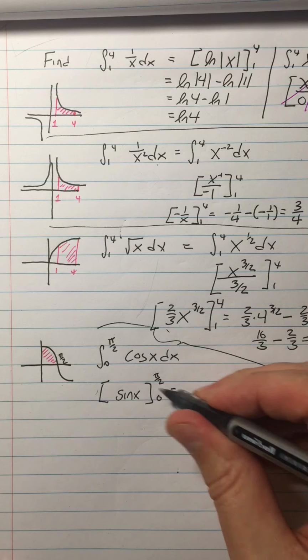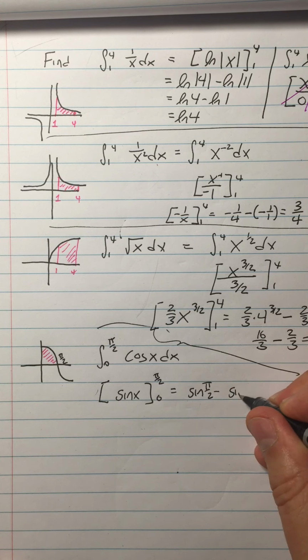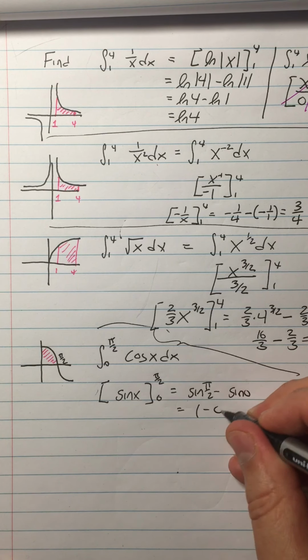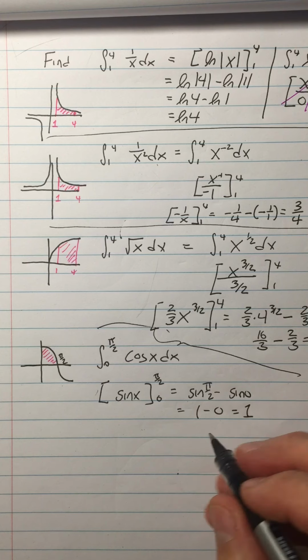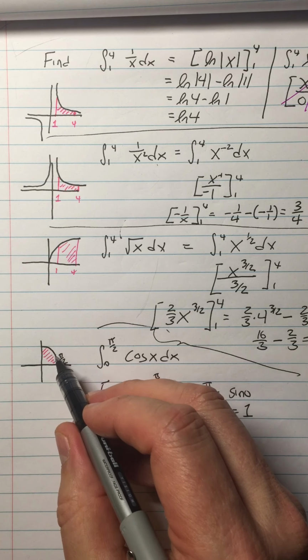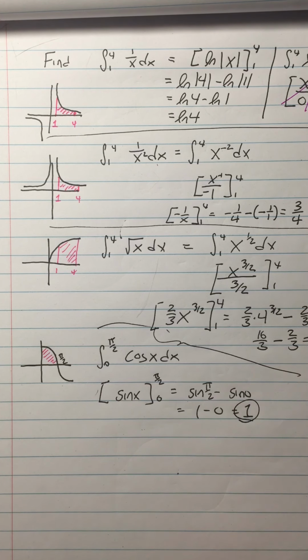From 0 to pi over 2, plug in the top, I have sine of pi over 2 minus the bottom, which is sine of 0. So that is 1 minus 0, which is 1. To me, one of the most remarkable results of all this is that this area from 0 to pi over 2 under the cosine graph is 1.